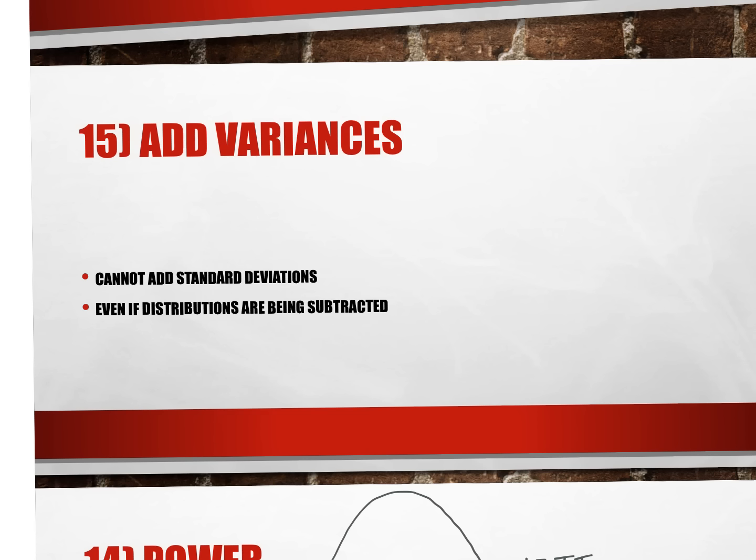Remember what we talked about in class: standard deviations, technically, are square rooted numbers. And it is bad algebra to take two different square roots and add them together. You can't do that. And so what we have to do is add variances.